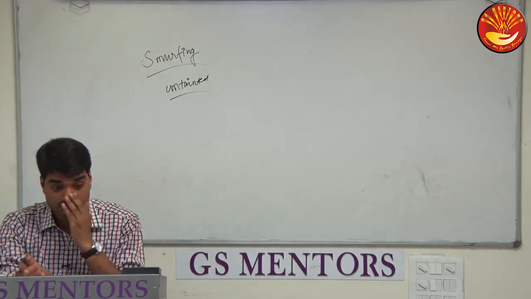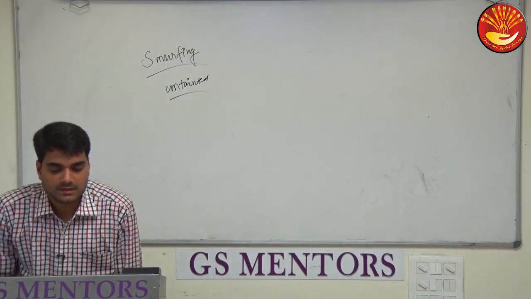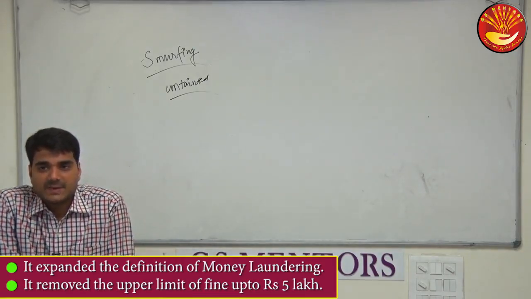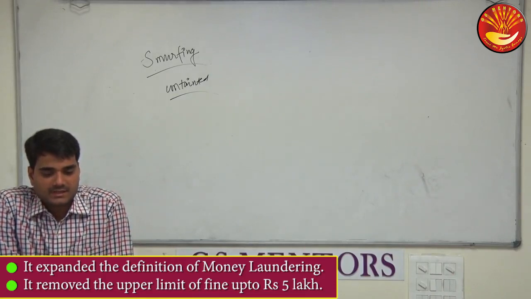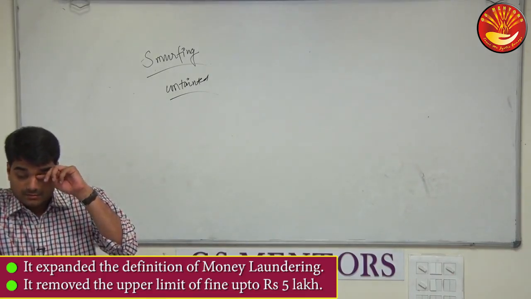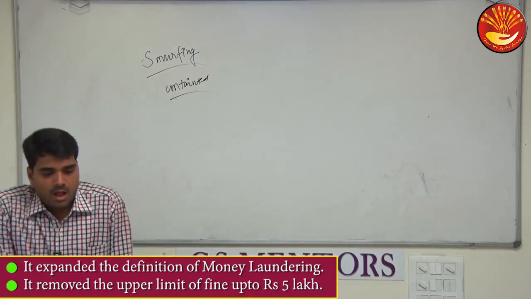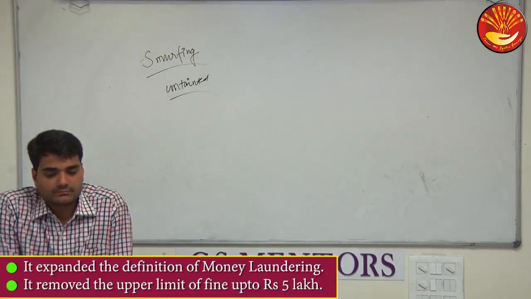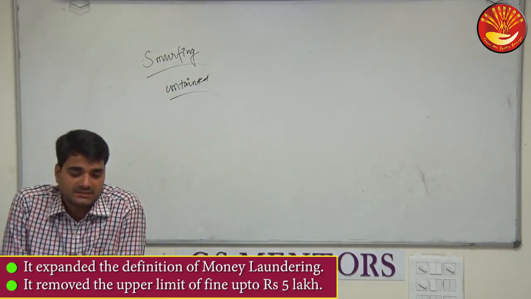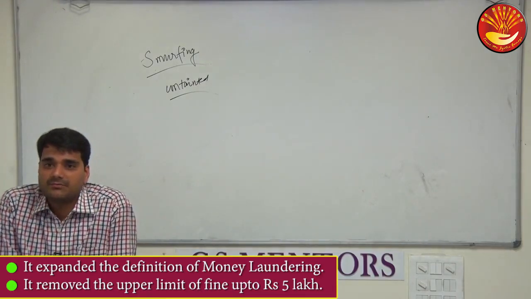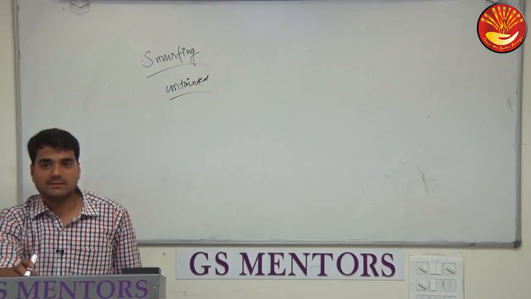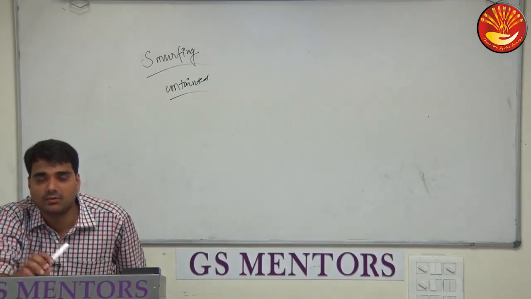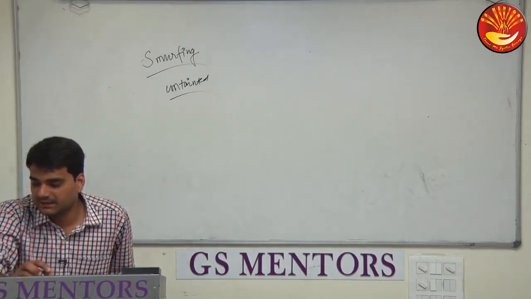First one is it expanded the definition of money laundering. Along with that, the second thing is it removed the upper limit of fine of 5 lakh. Earlier, the fine could be up to 5 lakh, but now they have removed the upper limit. Now the authorities can even impose a higher fine.